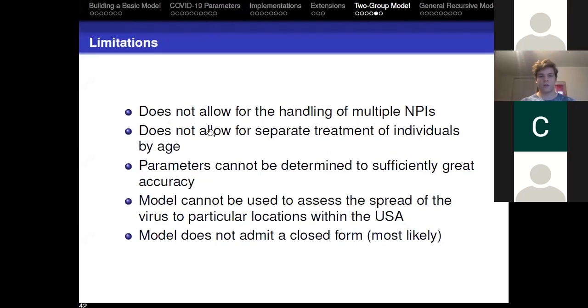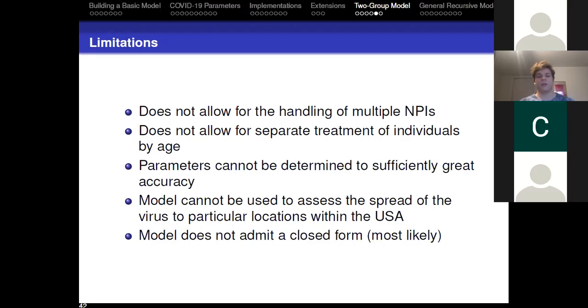Okay, so yeah, this model has a fair amount of limitations, as with any math model. It doesn't really allow for the handling of multiple NPIs, or non-pharmaceutical interventions. Even though we were able to model mask wearing and social distancing, it can't really handle stuff like state mandates. And this model also doesn't separate the treatment of individuals by age. And we know that COVID does affect individuals of a certain age very differently. So that's something that this model can't do.